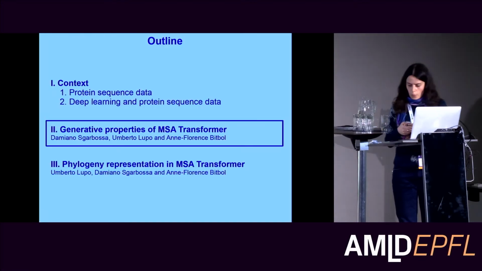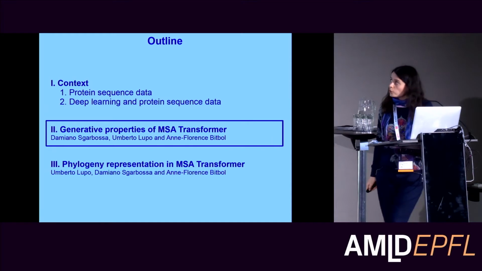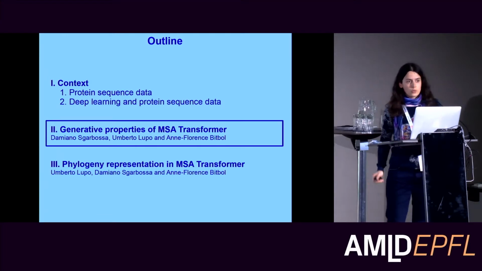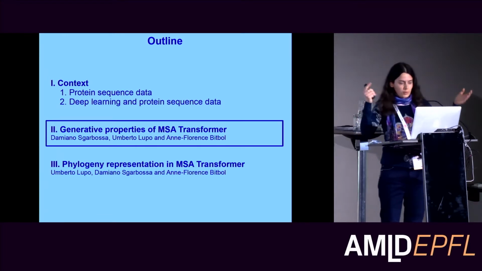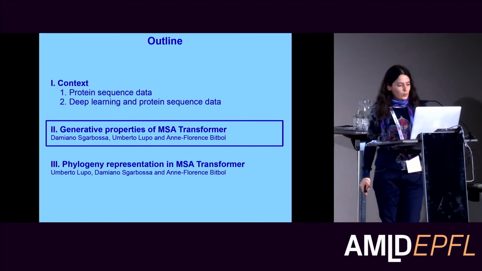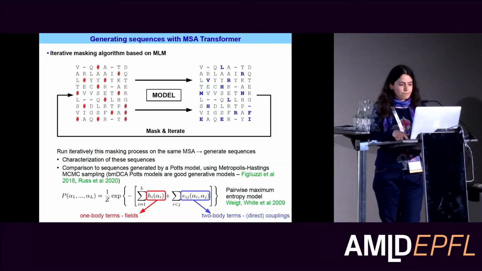And now I'm going to move on to our work. The part I'm going to present now is joint work with Damiano Sgarbosa, a PhD student, and Umberto Lupo, who is a postdoc in my group, and they are both in the room. It's going to be about generative properties of this model, MSA Transformer. So how can we generate new proteins using this model?